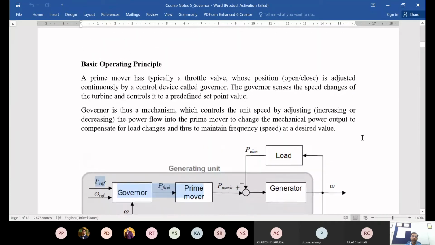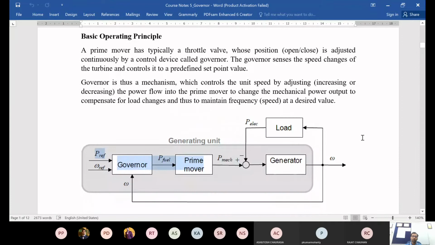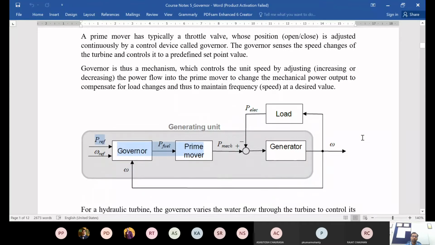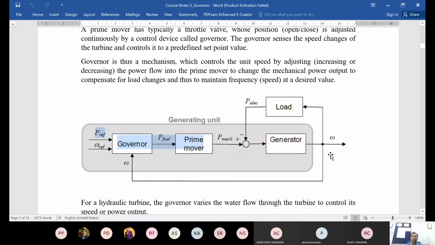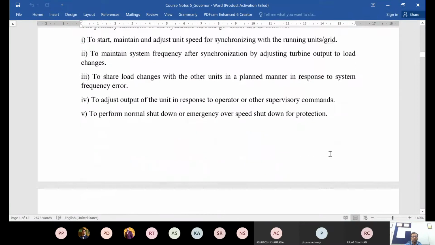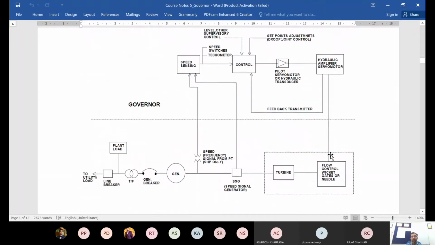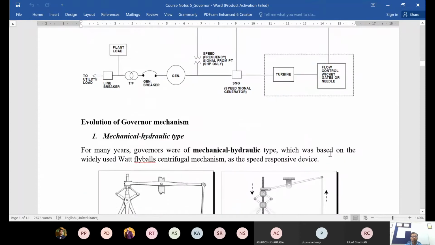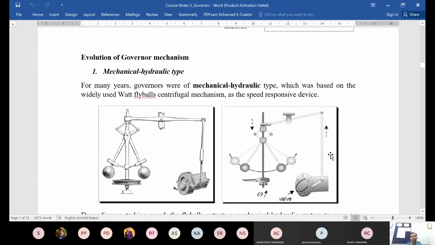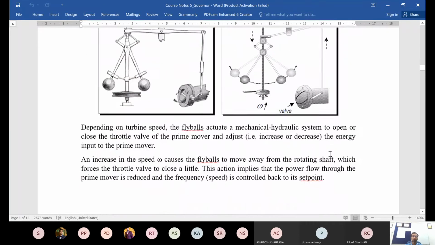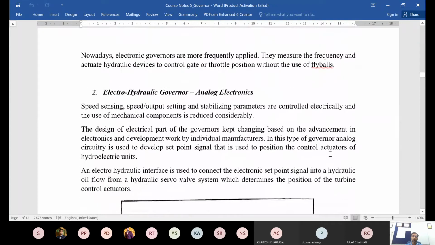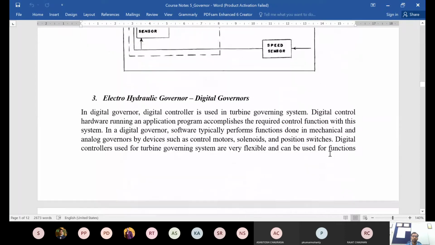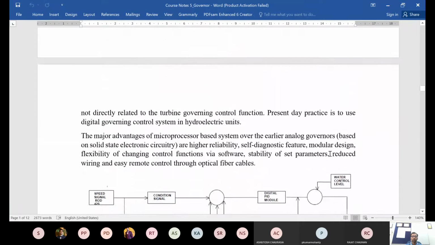Then we looked at the basic operating principle of the governor and how it controls the power input by controlling the valve of the prime mover. It controls the generator output and hence controls the frequency in the desired range. Then we looked at this detailed block diagram of a governor and we looked at the evolution of governor mechanism from a mechanical hydraulic type to electrical analog type and then finally the digital governors, which are the state-of-the-art representative.